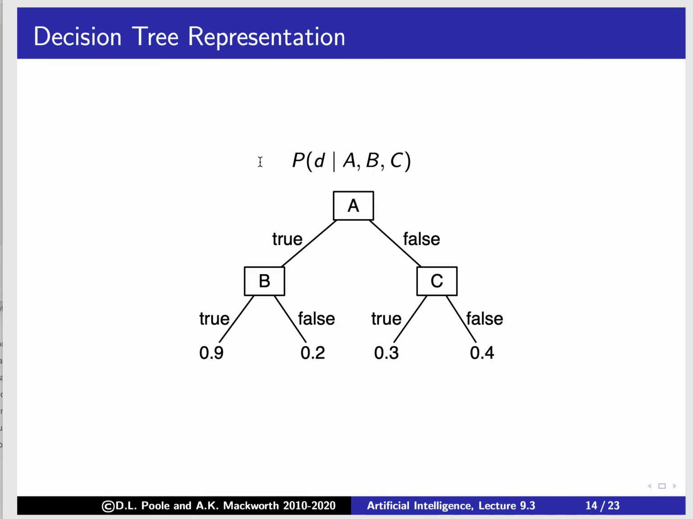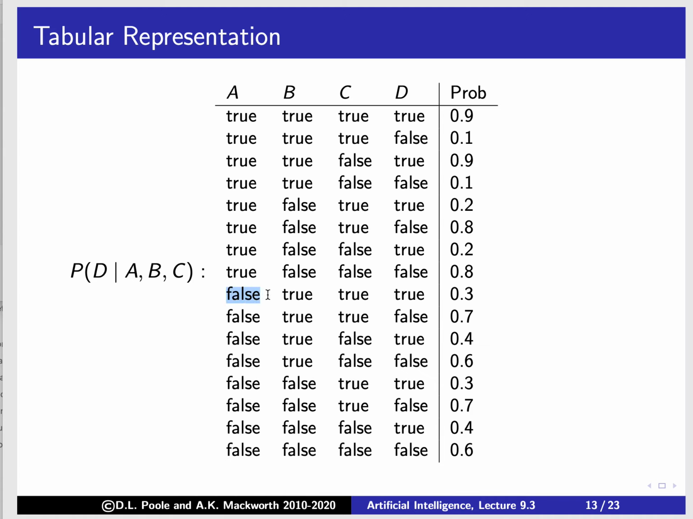Okay. Now let's look at when A is false. We're only going to split on C here. So when A is false and C is true, it's 0.3. And when A is false and C is false, it's 0.4. The other values we get from the fact that this adds up to 1: when we add these two values for D, we get a 1.